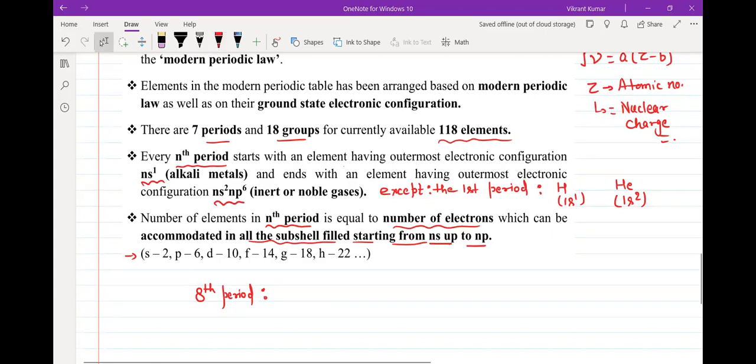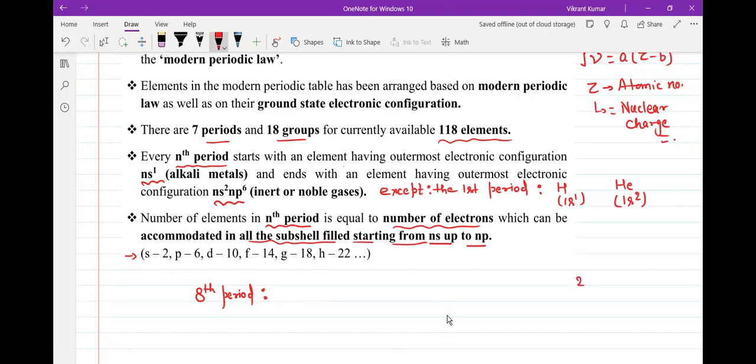Just on what sir told. Yes. 36. Why 36? 50. Hmm? 50. Okay, what is the basis of 50? I used that 2n square formula.